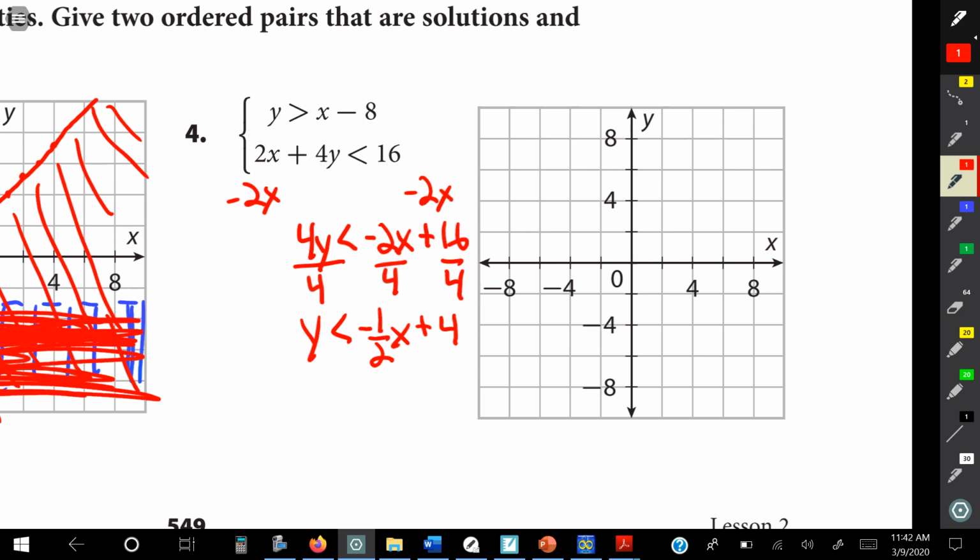So now I have both of my equations. I have this one up here, and I have this one right here. I'm going to graph the one I just worked out. I'm going to start off at +4, and go down 1 block and over 2. Down 1 block, over 2. Or go up 1 block and back 2. Okay, and since it is not equal to, we're going to use a dashed line.